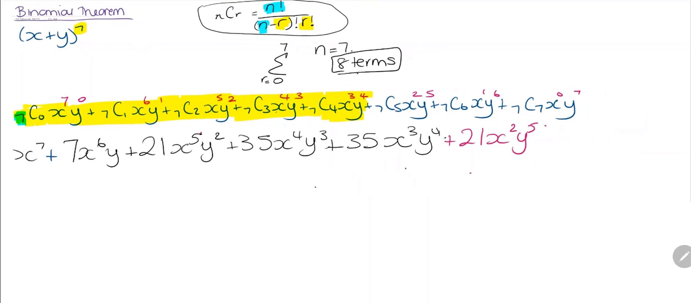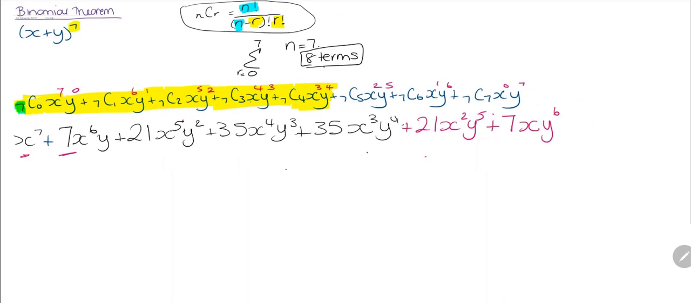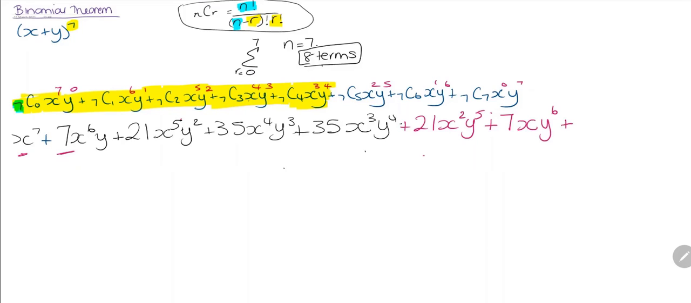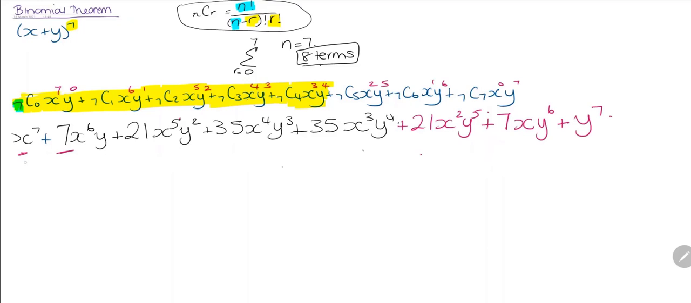So when the coefficients are 1, we will find that the next term is going to be 7, and the following term will be 1. So this is going to be plus 7 x to the 1, y to the 6, and then plus, it's just going to be a 1, there's no x, x to the 0, and it's going to be y to the 7. And this is our final answer.